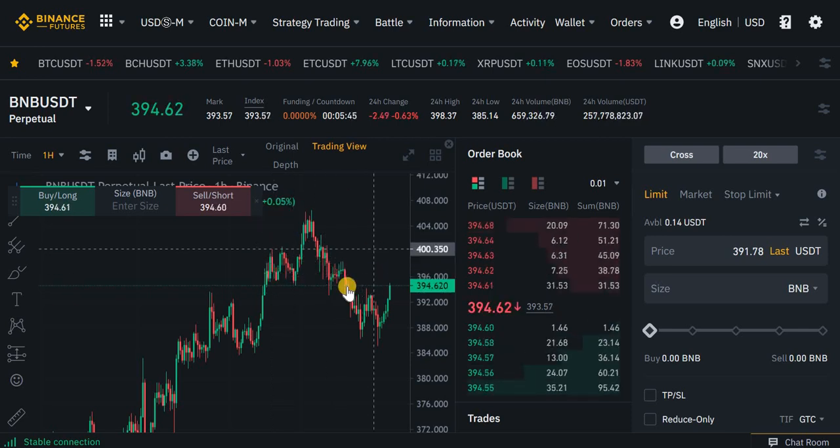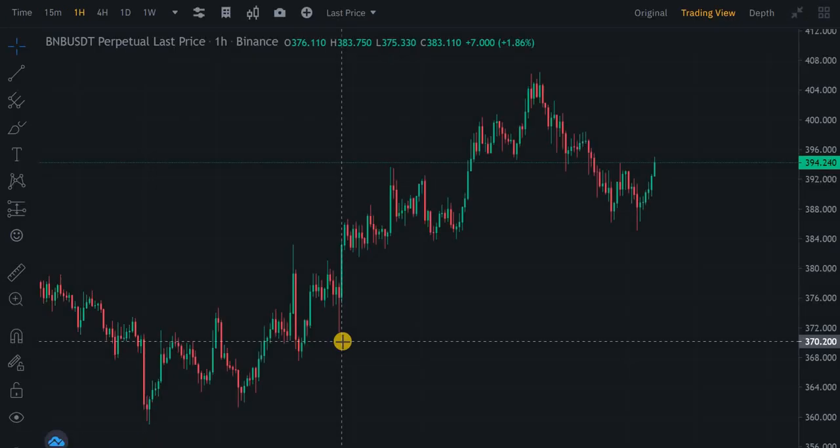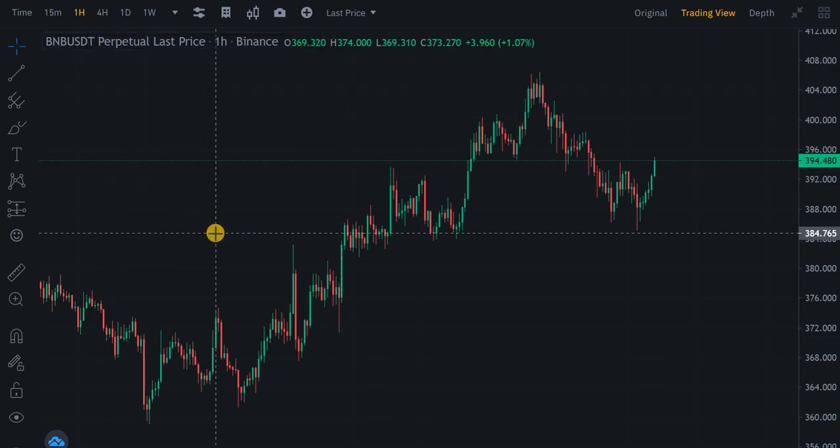The next step would be to expand this chart so you can see this clearly. This is the BNB USDT price chart on the Binance exchange, and you can see that we are on the 1 hour time frame. Right now, I am going to show you how you can simply short this asset and make money when it continues to go down in price.